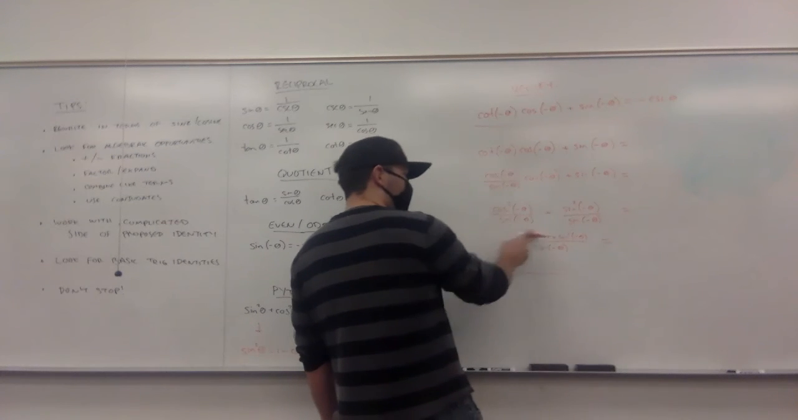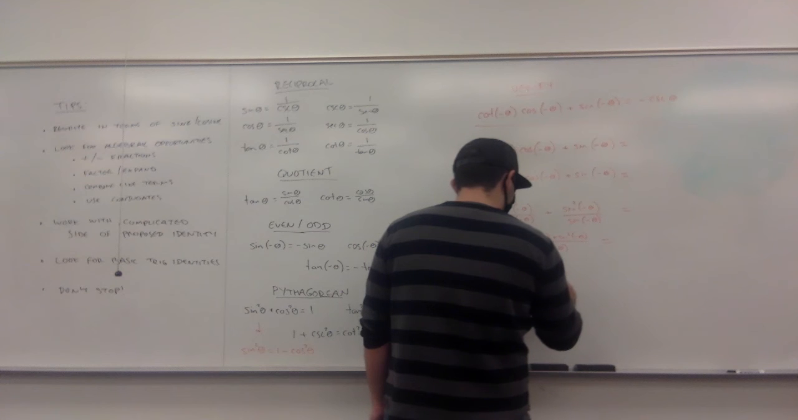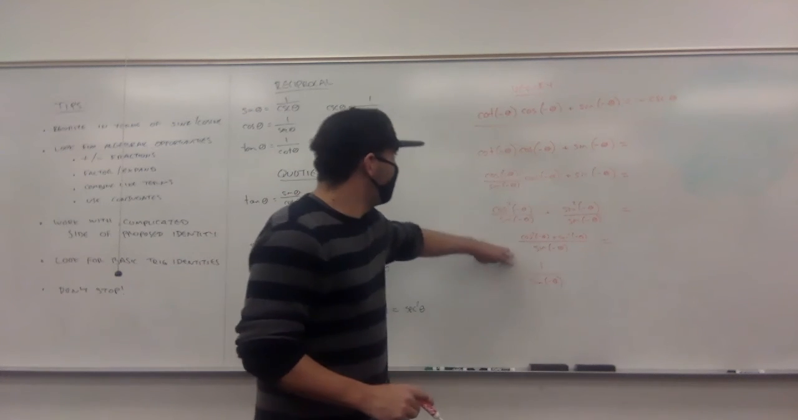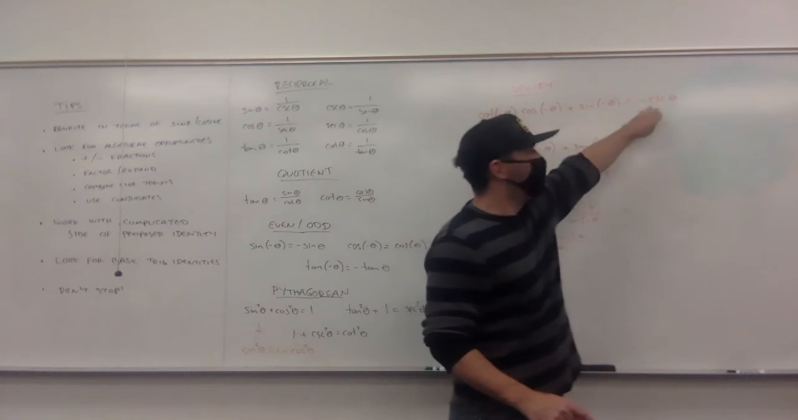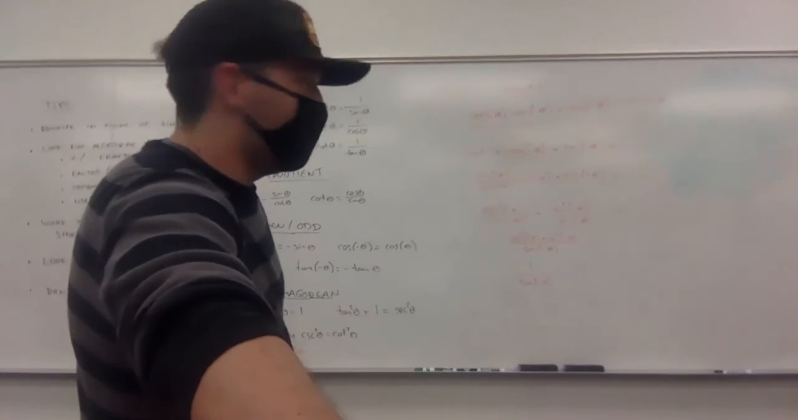So rewriting, cosine squared plus sine squared is 1. We now have 1 over sine negative theta. All right, that's looking good. It's good from time to time to zoom out and remind ourselves what it is we're trying to get in the very end of the problem. We'd like this to equal negative cosecant theta.